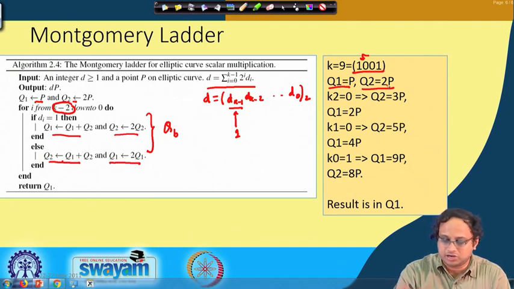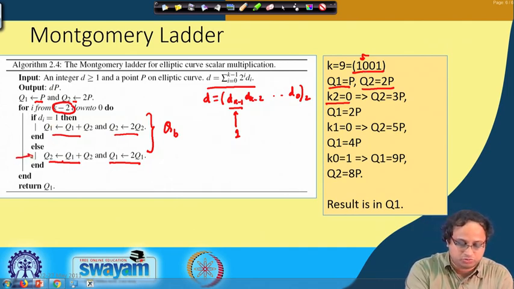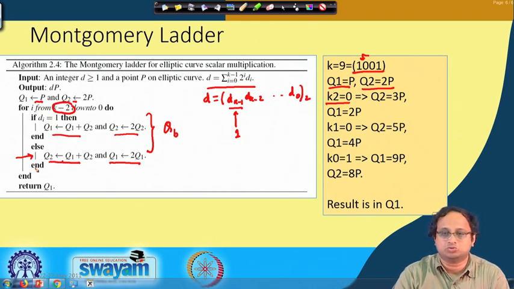And then since K2 is equal to 0, that means the secret scalar bit is 0. If you see this branch, this is 1, so I come to this branch and therefore I add in Q2. So I add in Q2 means that Q2 becomes P plus 2P, that is 3P, and Q1 becomes the double of Q1, so Q1 becomes 2P.